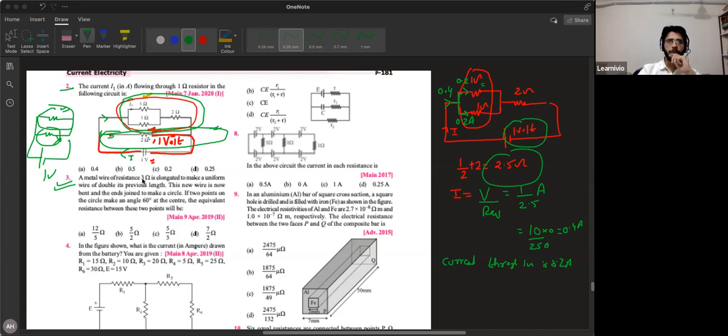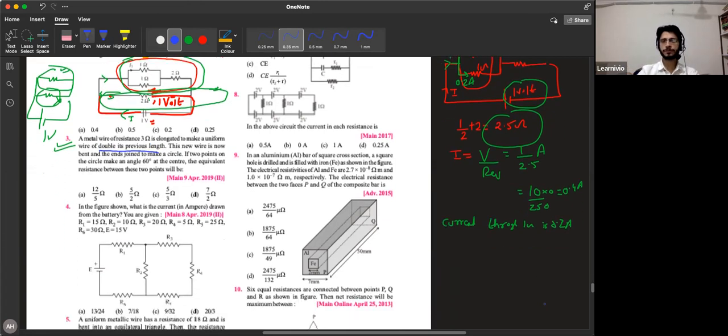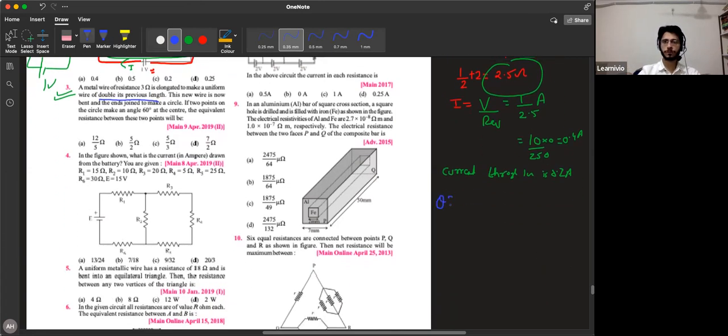Okay, so you have a metal wire of 3 ohm resistance, elongated to make a uniform wire of double its previous length. So if you take a wire and double its length, then its resistance will also get doubled. Resistance is directly proportional to the length of the wire. Question 3 we will solve. Now, if he's asking you to double the length of the wire, that means the resistance will get doubled. The resistance of the wire was 3 ohm. Now it will be 2 into 3, equal to 6 ohm.